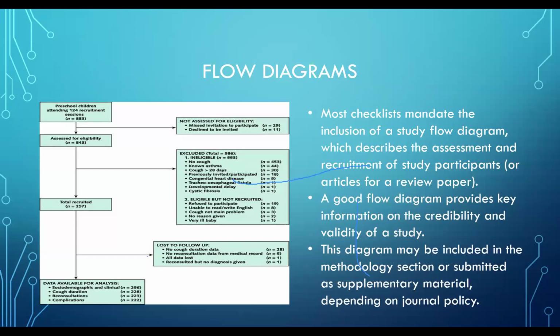Suppose your journal says, we don't want this diagram as part of the main methodology section. They will still ask you to submit it as supplementary material. So don't forget that. Make sure that you have this flow diagram. If the word limits and space limits of the journal allow you to include it in the main methodology section, please include it. If not, upload it as supplementary material.